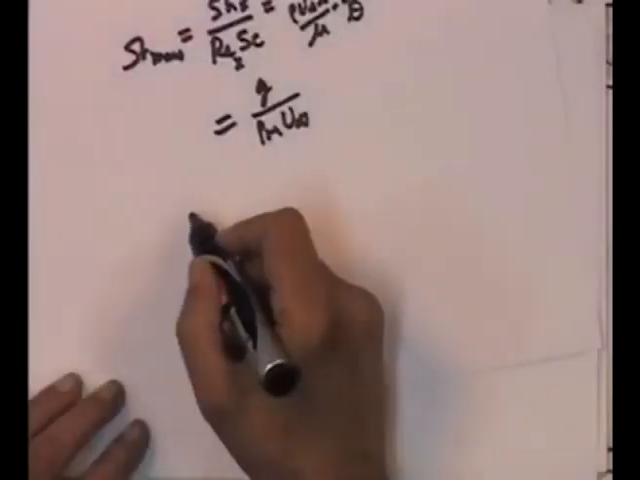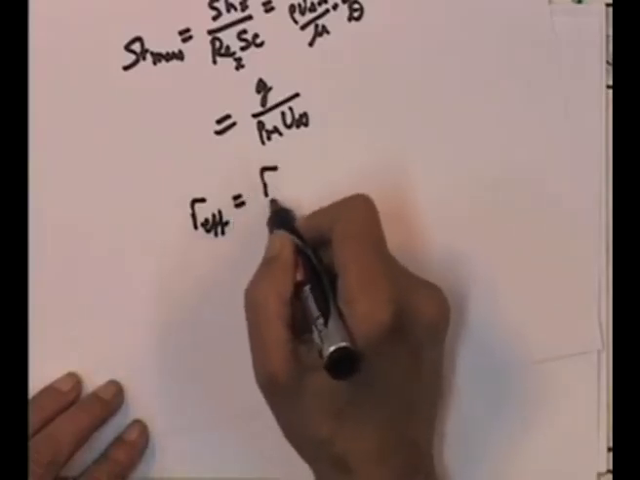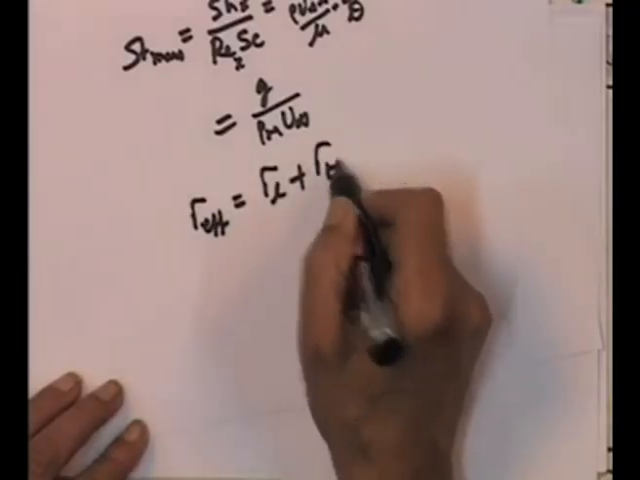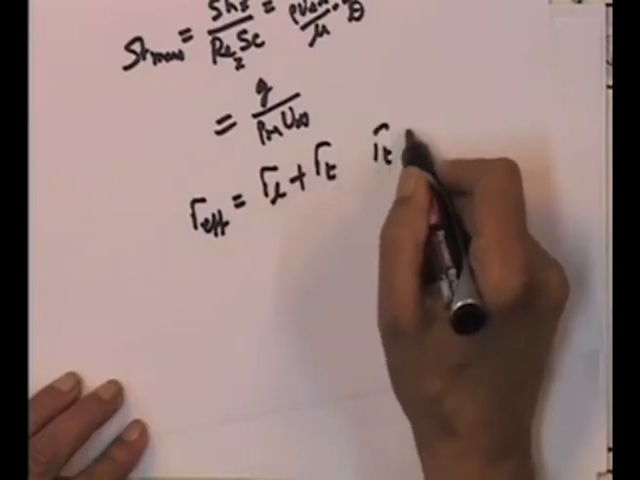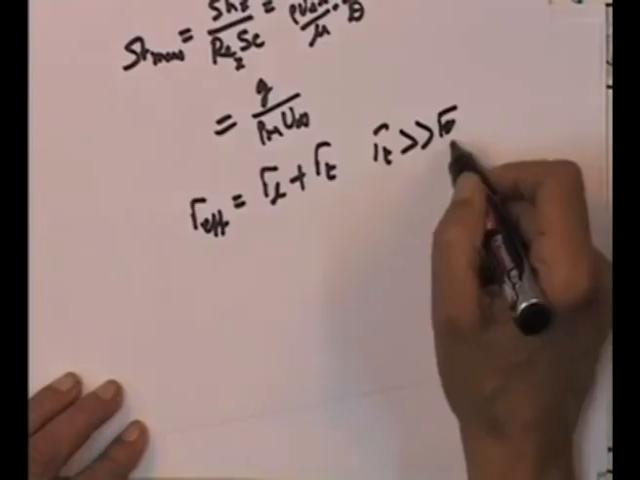Now, let us turn to the turbulent boundary layers. In turbulent boundary layers, we have gamma effective equal to gamma laminar plus gamma T, and gamma T is much greater than gamma L.